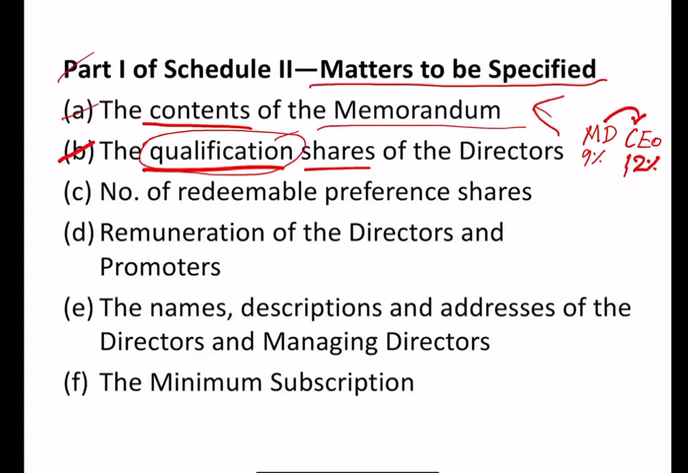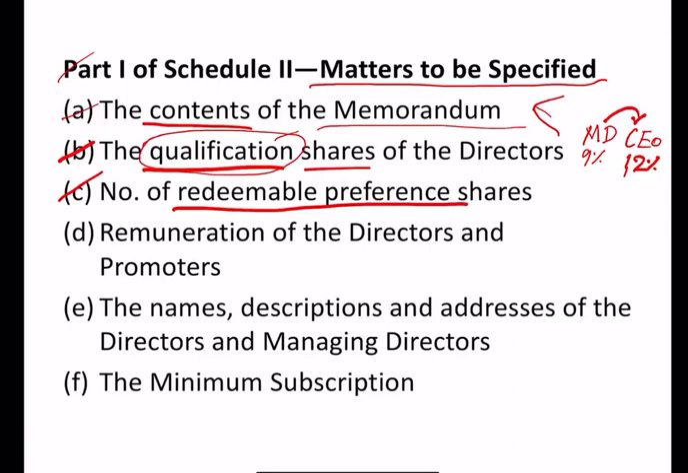This particular information will be mentioned in the prospectus, like the qualification, MD, how many shares will be allotted, CEO, how many shares will be allotted, likewise. I hope you understand. And third one, number of redeemable preference shares. How many redeemable preference shares are there in my company will be mentioned in the prospectus.